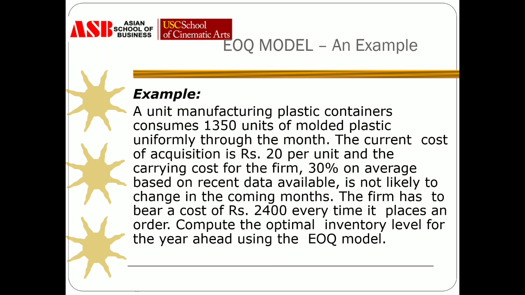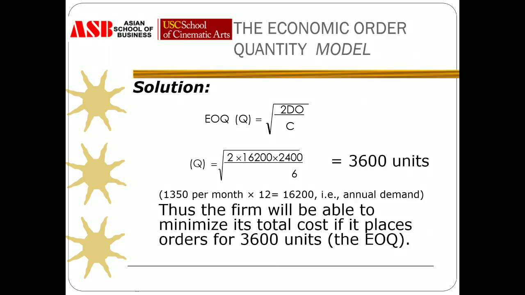So the carrying cost is 30% of 20 rupees. This is not likely to change in the coming month. The firm has to bear a cost of 2400 rupees every time it places an order. It means this is the ordering cost per order. Now, we need to compute the optimum level of inventory using the EOQ model. The formula is the same. First, we calculate annual demand, the monthly requirement multiplied by 12, that is 16,200, which is D.